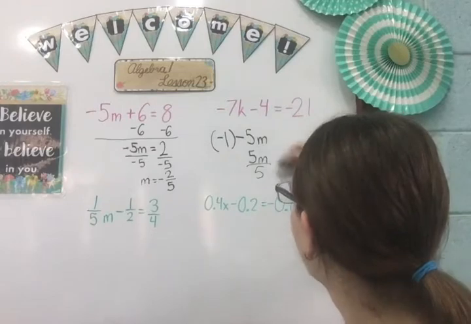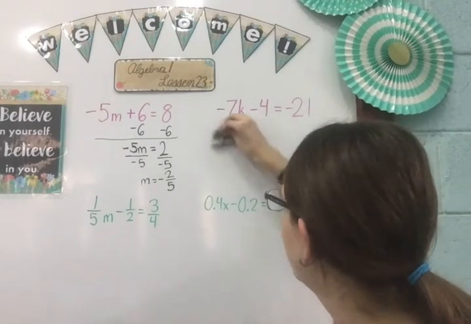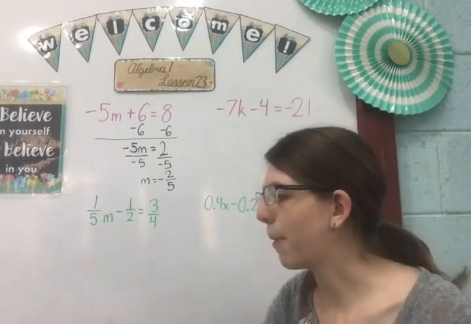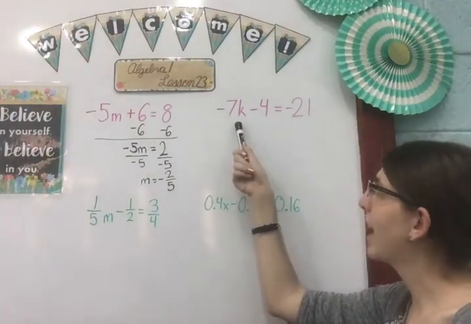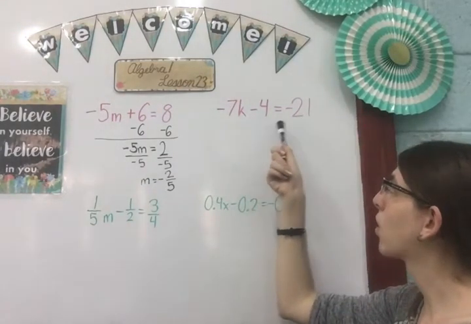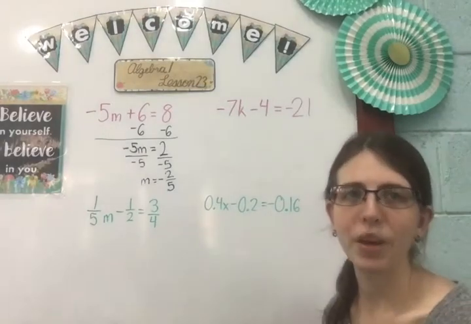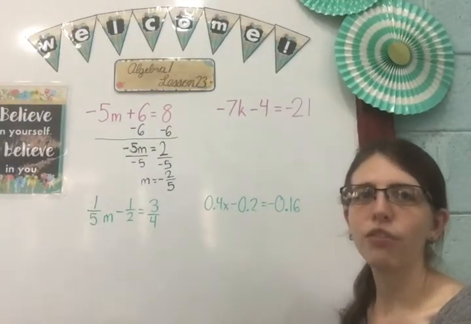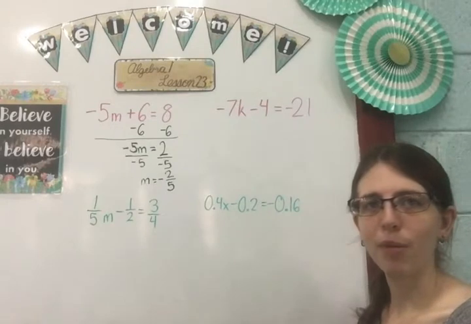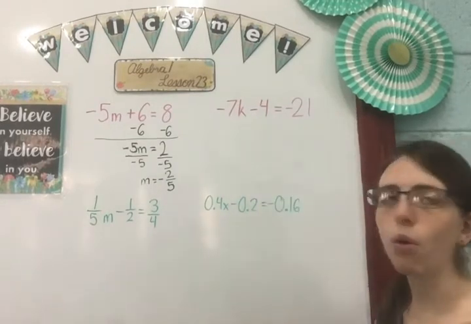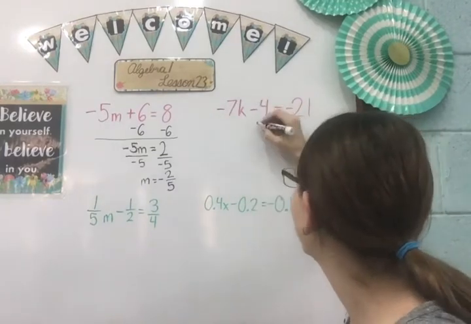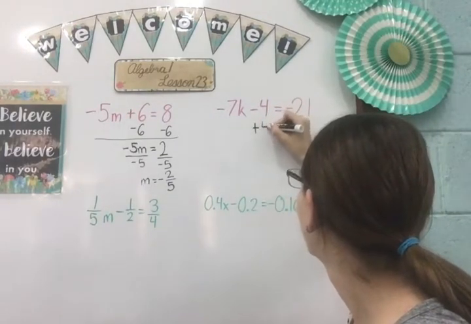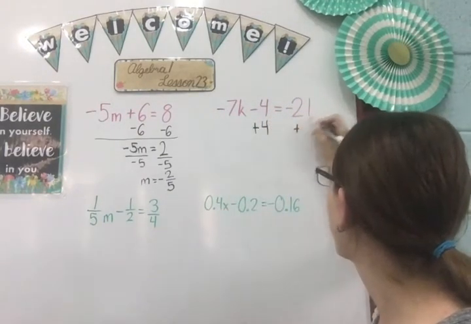Okay, let's solve our next example. Negative 7k minus 4 equals negative 21. So the first thing that I need to do to solve this problem is get rid of the 4 that I'm subtracting. So the opposite of subtracting a 4 is adding a 4. So I'm going to add my 4 to both sides.